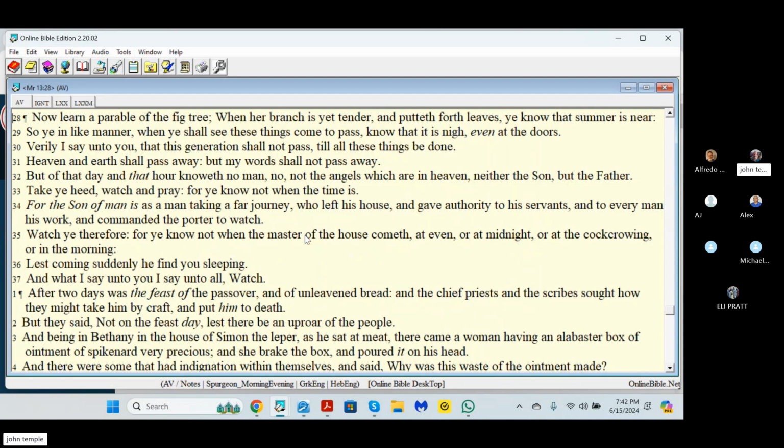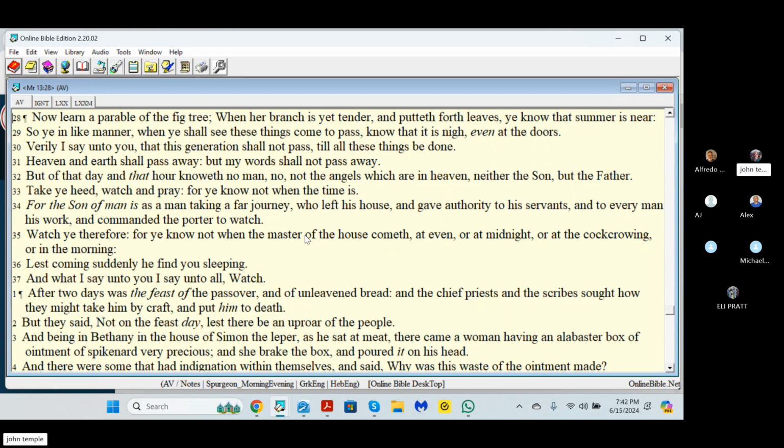So the leaves come, so that ye, in like manner, when ye see these things come to pass, know that it is nigh, even at the doors. Verily I say unto you that this generation shall not pass till all these things be done. Heaven and earth shall pass away, but my words shall not pass away. And there's another parable where he talks about how you can discern the signs in the sky, but you can't see what's coming, you know.